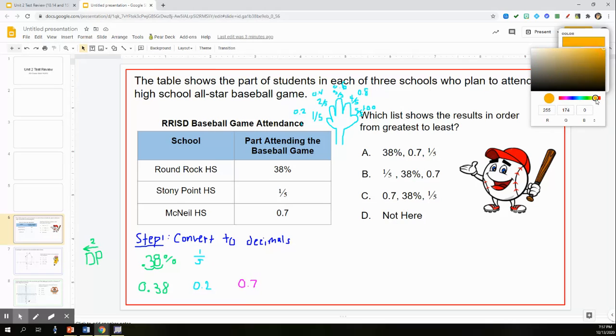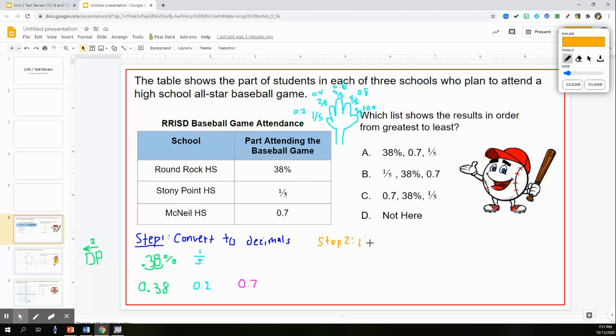Step 2 to solve this problem is line them up. So I need to line up my decimals. So I'm going to draw a vertical line with 3 decimal places, since I have 3 values here. So 1, 2, 3. And I'm just going to fill in my decimals. So 0.38, 0.2, keeping everything nice and neat, and 0.7.